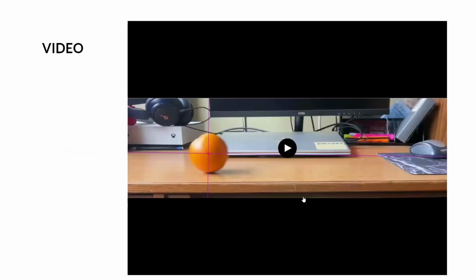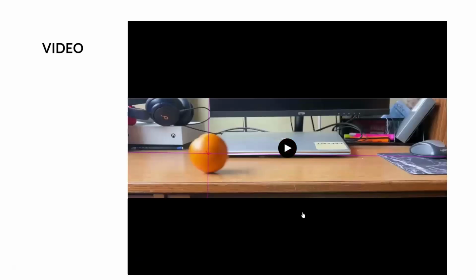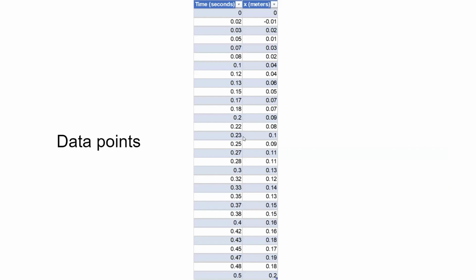So this is the video of the orange moving across the desk. That was in real time, and then at 0.25 times speed. To the naked eye, it still looks like it's moving at constant velocity. These are the data points. As you can see, for some of the displacement throughout the time interval, the orange actually moves slightly backwards, which will be talked about more later.